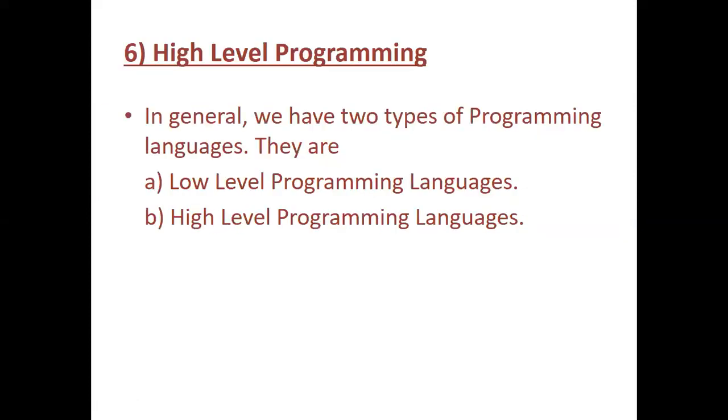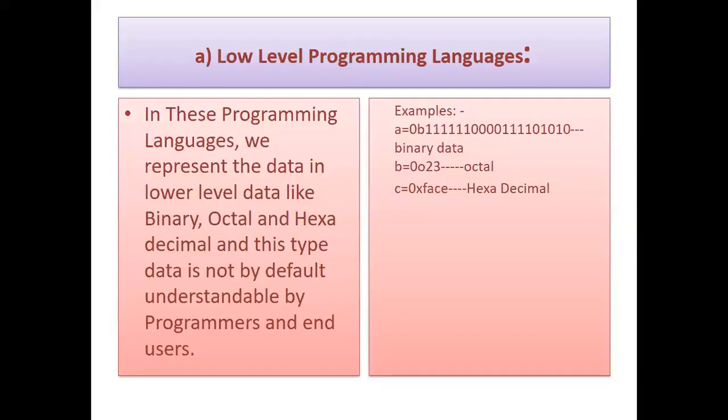Now, we are talking about the high level programming language. How is Python a high level programming language? Students, in general, we have two types of programming language. If we are talking about the high level programming language, it means we also have the low level programming language. One is low level and the other one is high level.